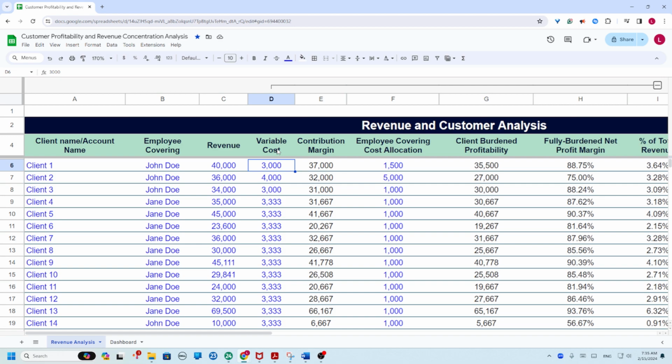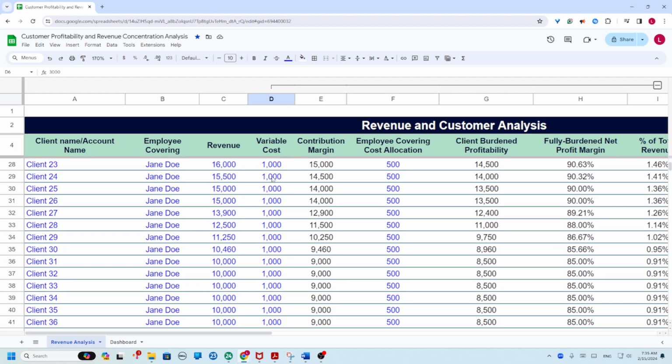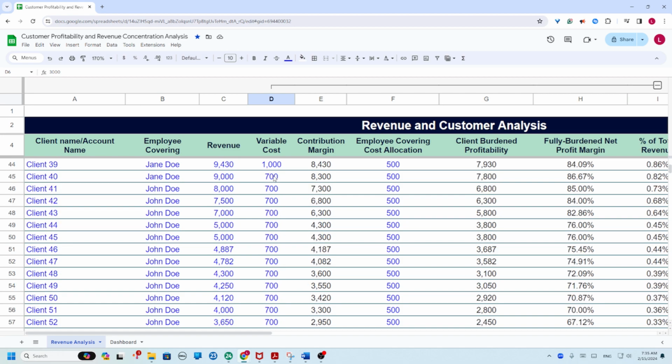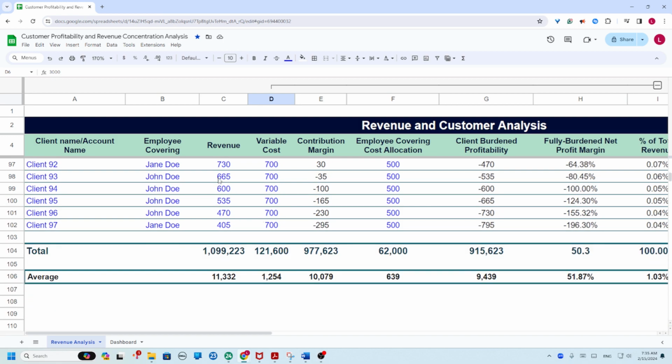we're obtaining from a client, right? If we didn't have this client, we wouldn't have incurred this $3,000 in costs, right? So this helps us understand, okay, how much it costs us directly to service this client. And we can see some of these clients actually it costs us more to service them, right?